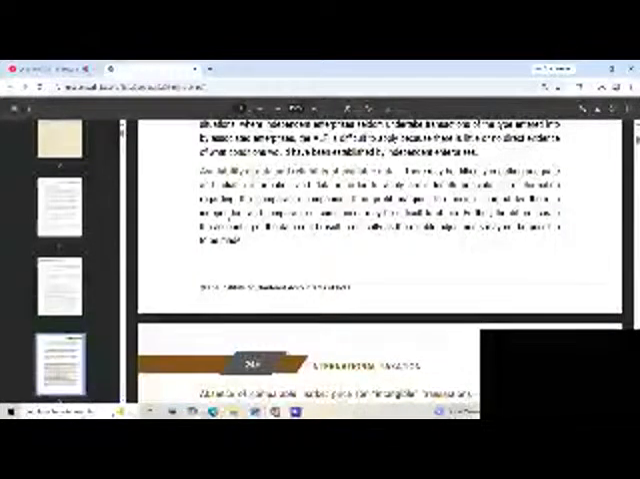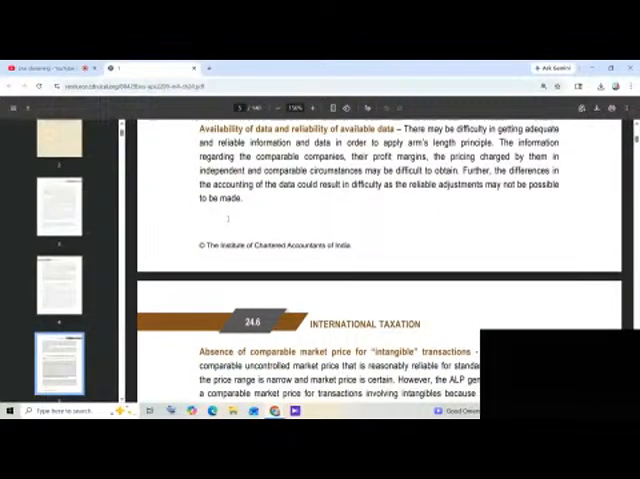Regarding the comparable companies, their profit margins and the pricing charged by them in independent and comparable circumstances may be difficult to obtain. Further, the differences in the accounting of the data could result in difficulty, as reliable adjustments may not be possible to be made.